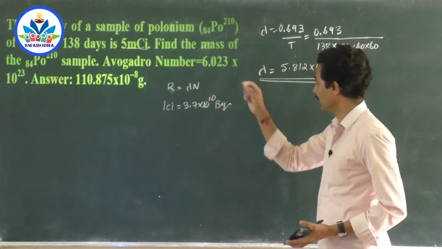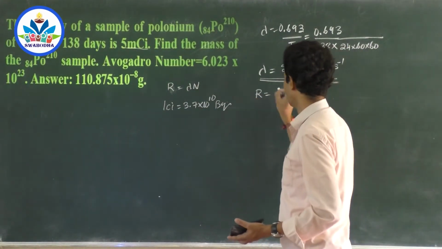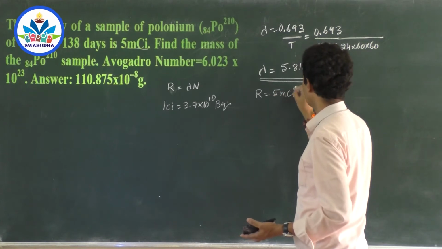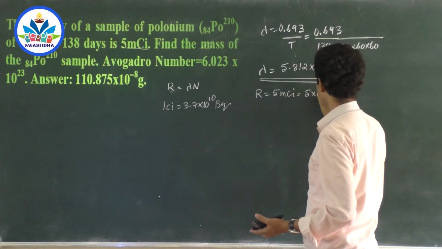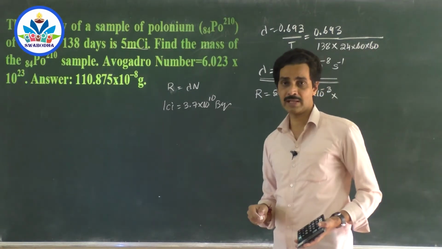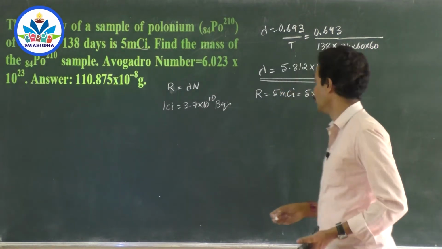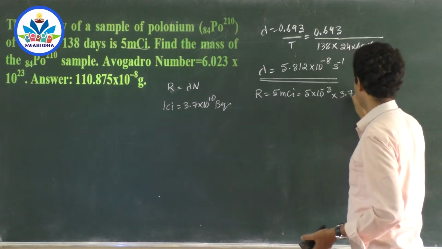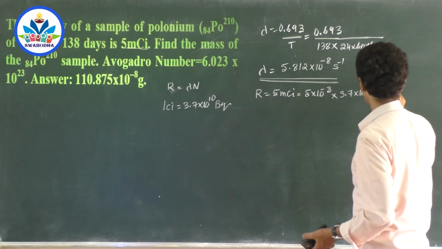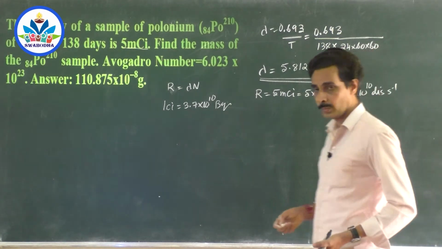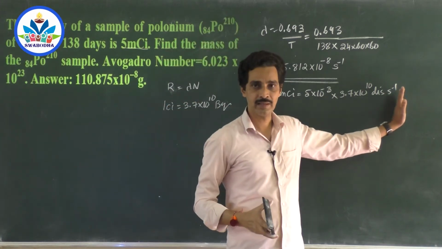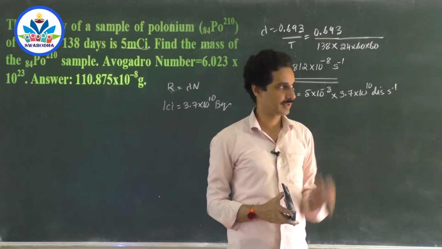Okay, now convert that activity. What is the activity? Radioactivity, 5 millicurie. That is equal to 5 milli into 1 curie, which is 3.7 into 10 to the power 10 disintegrations per second, or becquerel, because 1 disintegration per second is called 1 becquerel. Hope you can see this. Yes, up to this you can see that.